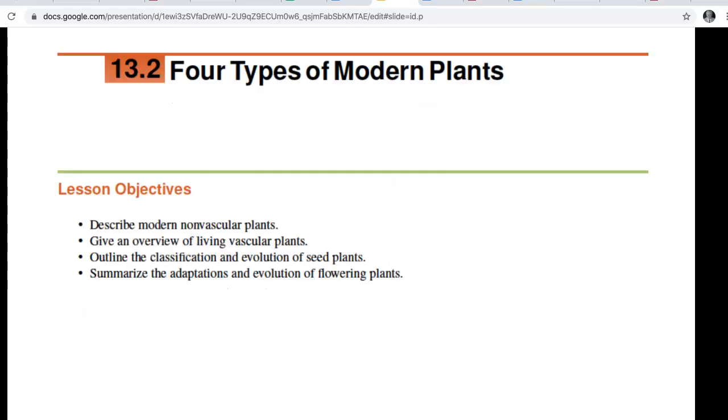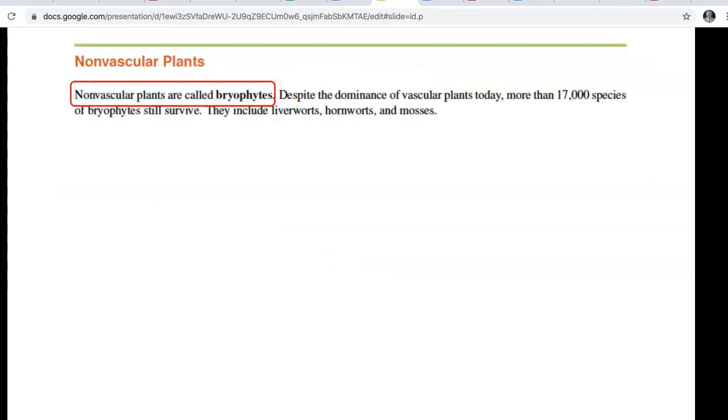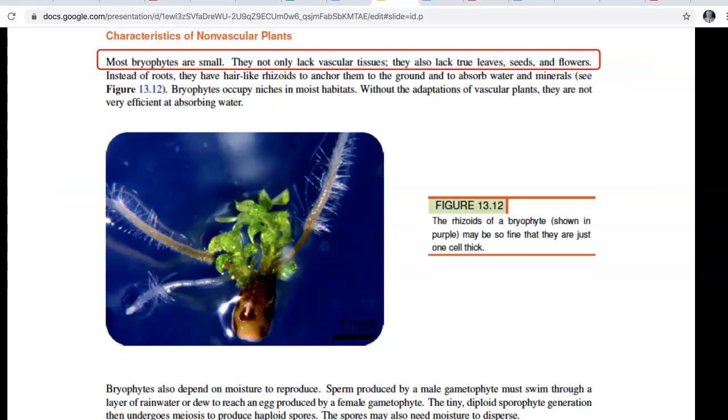So there's 4 types of flowering plants. We just saw them in the previous, and they're going to talk about non-vascular plants here. Here's a picture of Bryophytes. That's a really, really small plant. It has no way for water to get through it except right in through the green part.